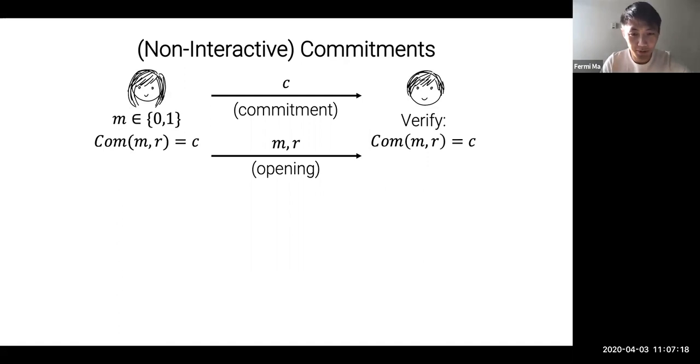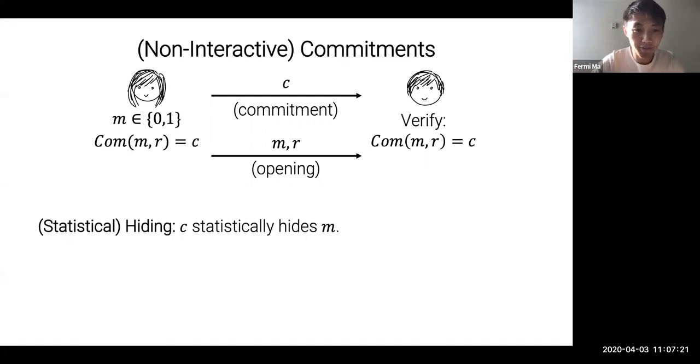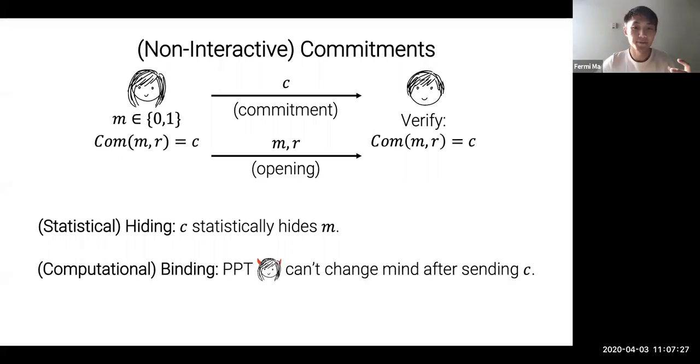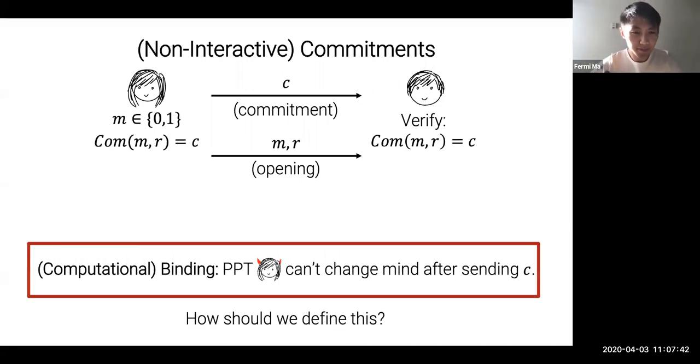So, straightforward crypto 101 stuff. What we want from our non-interactive commitment is, for today, statistical hiding and computational binding. We want that C statistically hides the message bit M, and that if Alice is efficient, then she can't adversarially change her mind after sending her commitment C. This should be pretty straightforward. For the rest of today, I'm just going to focus on this notion of computational binding, so I'm going to forget about the hiding entirely. You might notice that some of the commitment schemes we talk about don't even have hiding, but this can be addressed by working a bit harder. Feel free to stop me if that's an issue, but for the rest of today, we're going to focus on binding.